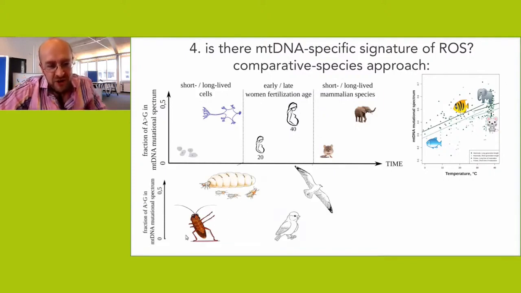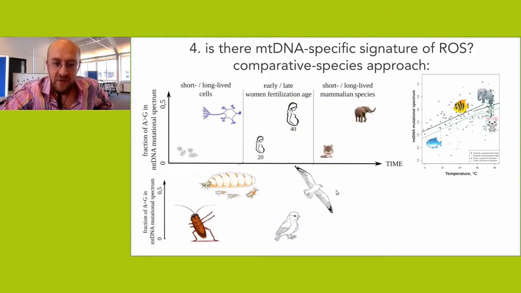Okay, next we extend all our analysis, and we have first interesting pilot results comparing insects. So we compare short-lived cockroaches with long-lived social insects, termites, and we see the same situation which we observed in mammals. So short-lived and long-lived insects, and in termites we have an excess of A to G substitution in the mitochondrial genome.